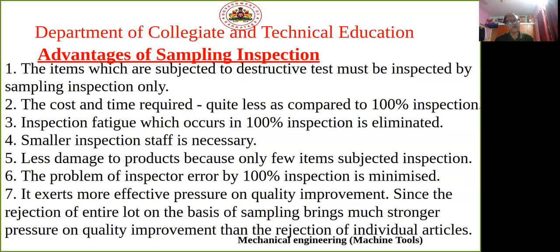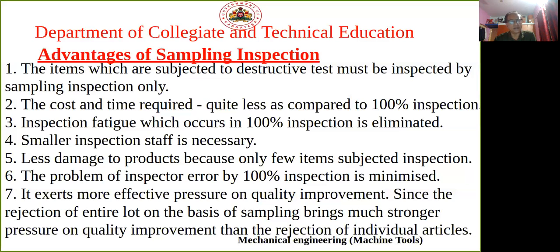Now, the fourth advantage: a smaller inspection staff is required. Naturally, in mass production, when the machine is giving 1,000 items per hour, the inspector's function is to inspect only a few items, say 4, 5, 6, like that. So the staff required for the inspection here is less, as in case of the 100% inspection, we need a lot of staff. So that is the fourth advantage of the acceptance sampling inspection.